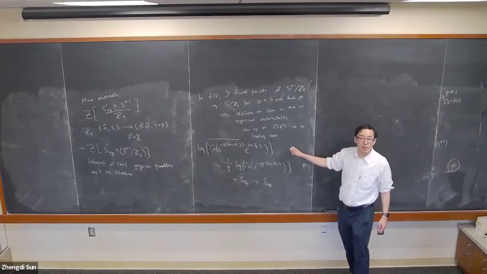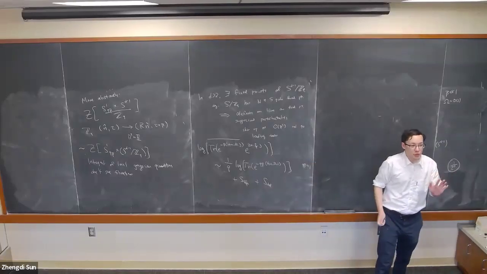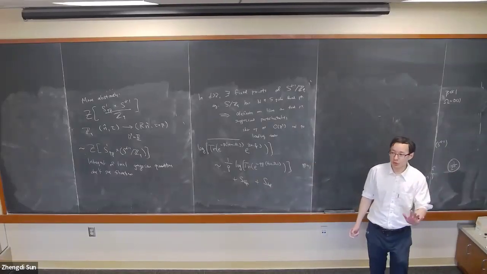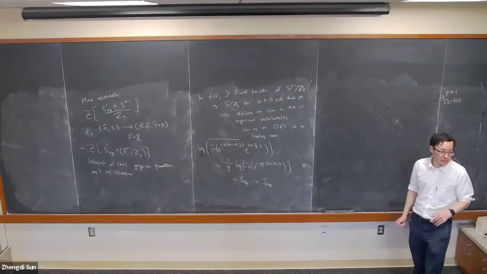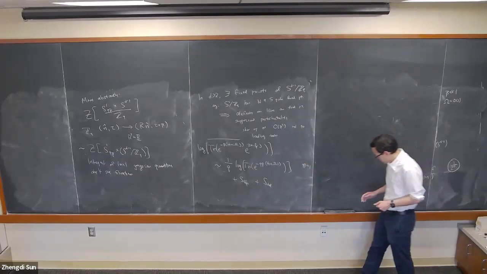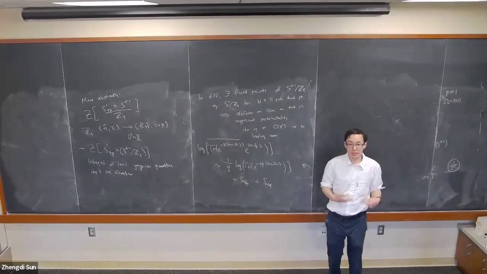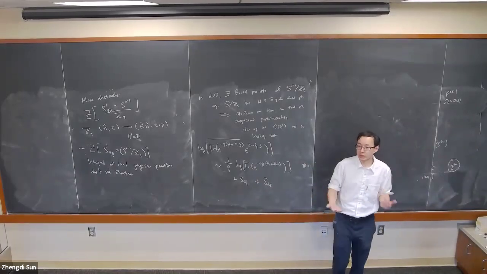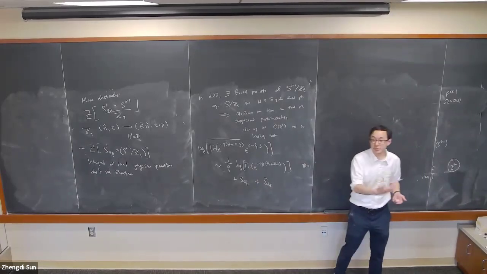Okay, so maybe let me make a comment about fermionic theories now. So far I was just talking about bosonic CFTs, but for fermionic theories, the story is a little bit different and a little bit more subtle. The reason, of course, is that for a fermionic theory, you need to do more than just specify the manifold. You also need to specify the spin structure.